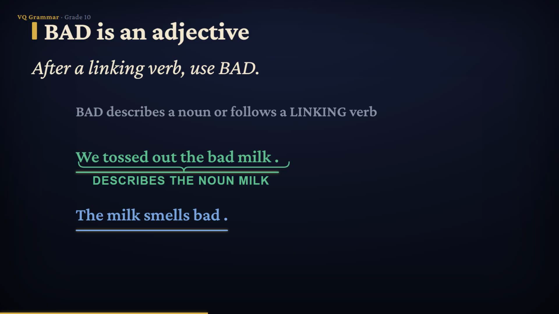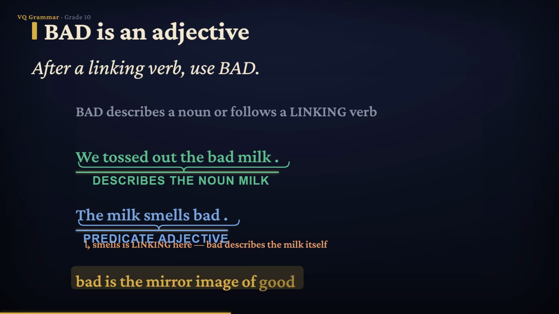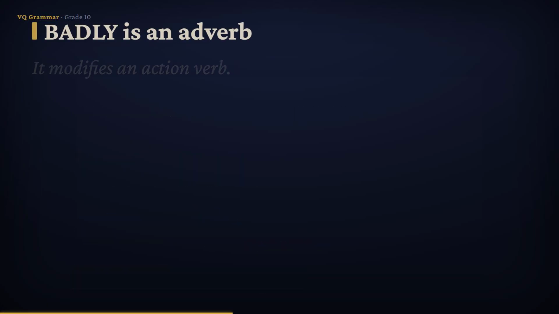The milk smells bad. Pause on that one because it is worth understanding. Smells is a linking verb here. The milk is not out there actively sniffing anything. The word bad is not describing an action. It is describing the milk. Say the milk smells badly, and you have just claimed the carton has a poor sense of smell. Bad, in short, is the mirror image of good.